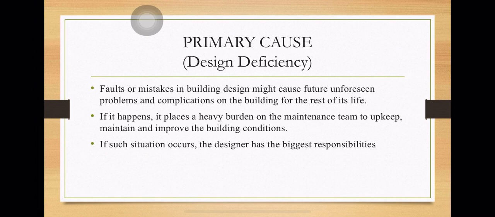Design deficiency can be defined as faults or mistakes in building design that might cause future unforeseen problems and complications on the building for the rest of its life. If it happens, it places a heavy burden on the maintenance team to upkeep, maintain and improve the building. If such a situation occurs, the designer has the biggest responsibility because during the construction stage, the design that was given from the designer is already a mistake or a fault. Therefore, the maintenance team will have a heavy responsibility to maintain and upkeep the building to meet its functional requirements.